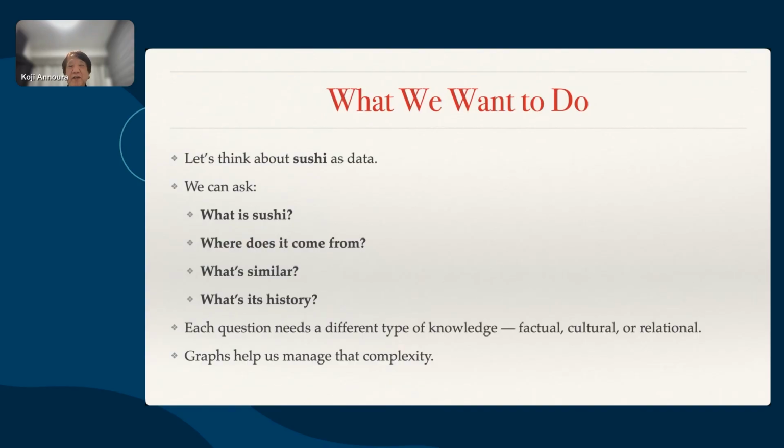Let's think about sushi as data. Sushi is famous, maybe. Okay, we can ask, what is sushi? Where does it come from? What's similar? What is its history? Each question needs a different type of knowledge: functional, cultural, and relational. Graph helps us manage that completely.